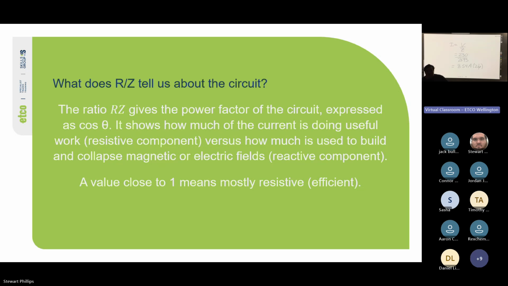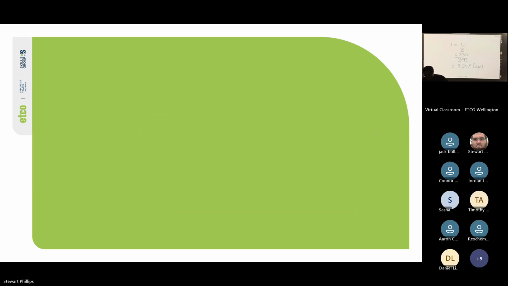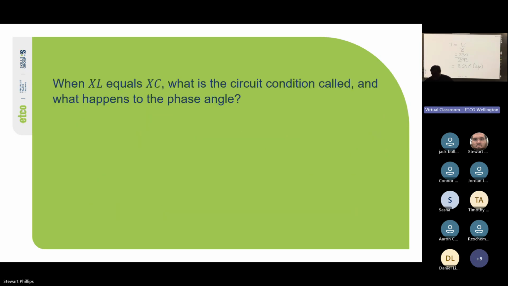Cool. A value close to 1 means mostly resistive and efficient. A smaller value means more reactive, less efficient. Cool. When XL equals XC, what is the circuit condition called and what happens to the phase angle?